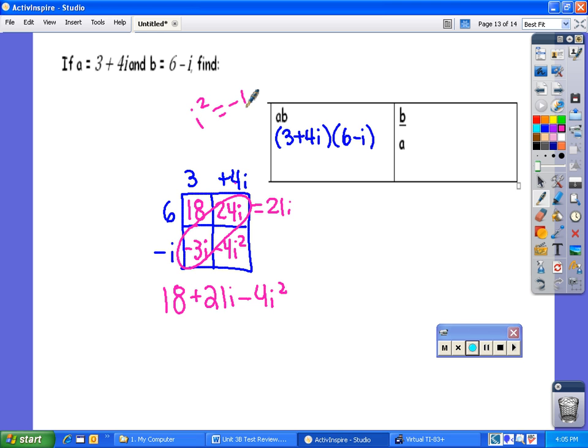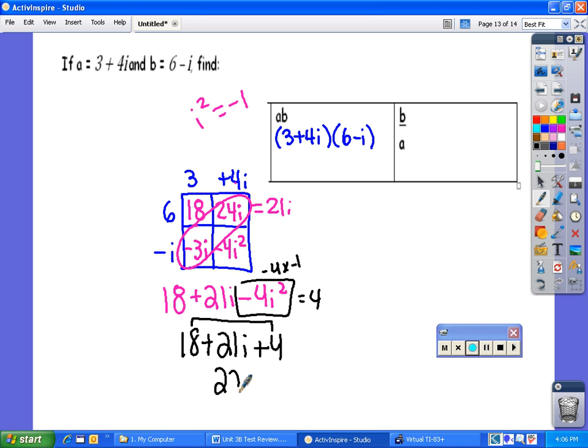Remember, i squared is negative 1. So we have to change this piece to negative 4 times negative 1, which is 4. So you're left with 18 plus 21i plus 4. Combine your like terms, and this is your final answer. So make sure you pay attention to each step.